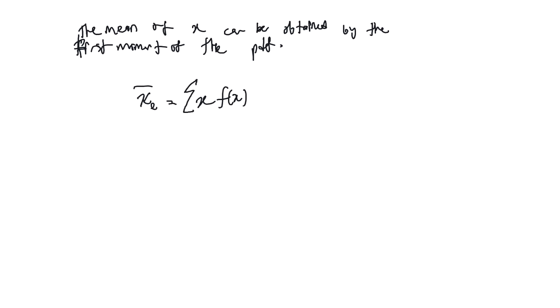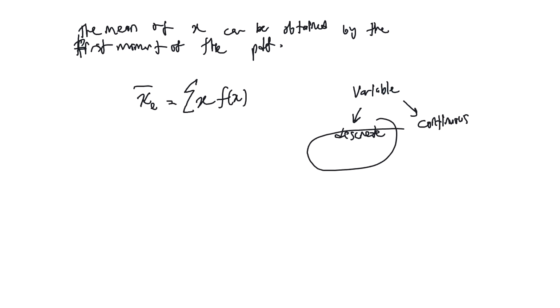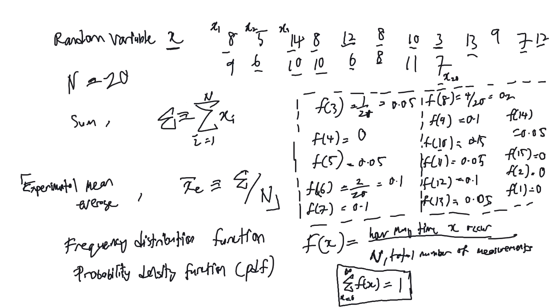By the way, I forgot. Variables have two kinds: discrete and continuous. So far we deal with discrete variables. So this is for the discrete random variable. This one is also for the discrete random variable.